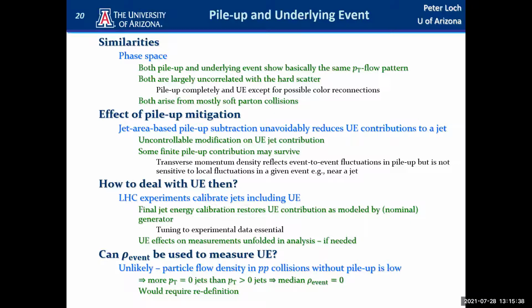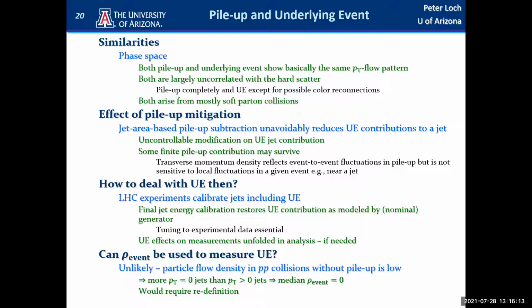So what are we going to do about the underlying event when we don't really know how much we took out? Well, we came up with a very simple concept. At the LHC, we calibrate our jets including an underlying event, which is modeled in the context of the nominal physics generator that we use to do the Monte Carlo part of the calibration anyway. And next time we talk about what that is.